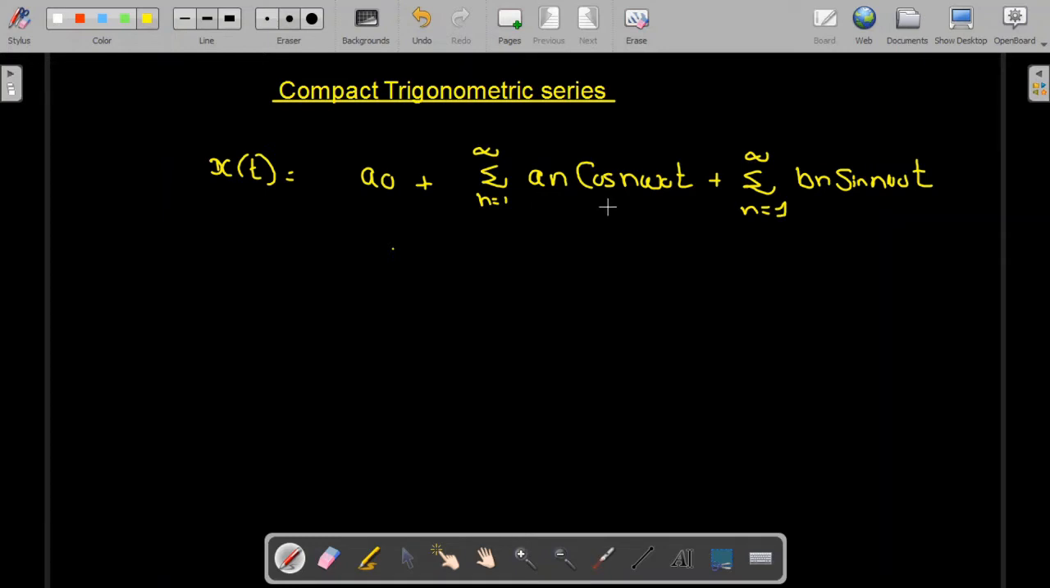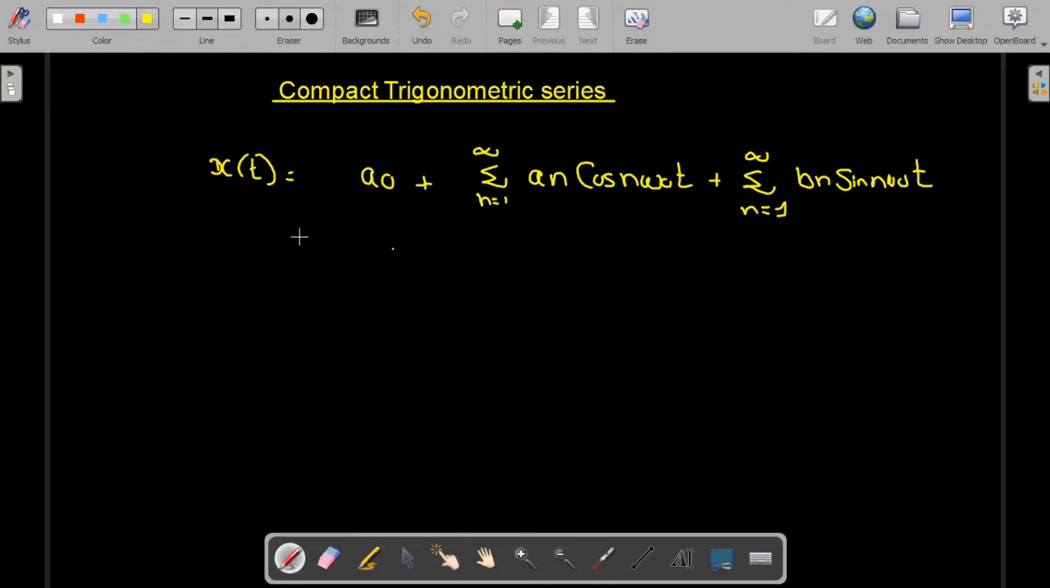We studied earlier that we have two types of Fourier series expansion. One is the trigonometric expansion, another is the exponential expansion. So this is actually the trigonometric representation of the Fourier series. Here a naught is my DC signal, and these are my infinite number of cosine and sine terms.